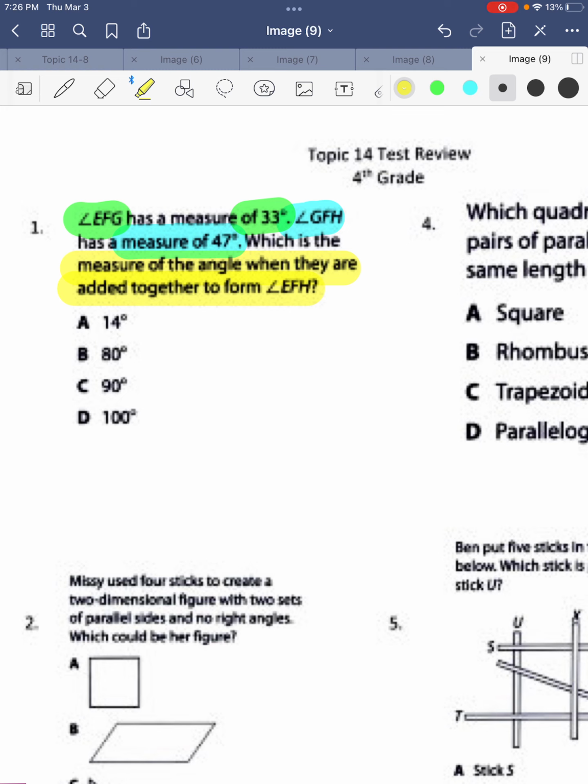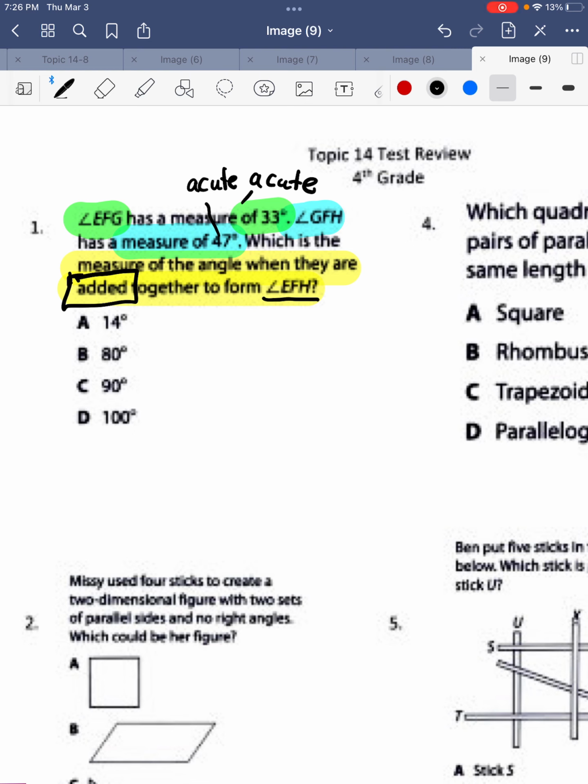So first, let me examine my angles. Okay, if I examine my angles, I can notice that 33 degrees is an acute angle, and 47 degrees is also an acute angle, okay? Remember, anything below 90 is an acute angle, okay? So I'm going to put here acute, okay, and I'm going to put here acute, okay? And then the question says, which is the measure of the angle when they are added together to form EFH, okay?